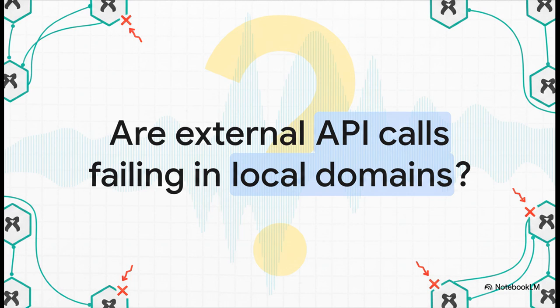Are your external API calls secretly burning precious milliseconds right now, silently failing through local search domains? I highly encourage you to go check your pod's resolv.conf today. Uncover that hidden latency living in your cluster and ask yourself, is a single missing dot slowing down your entire application?